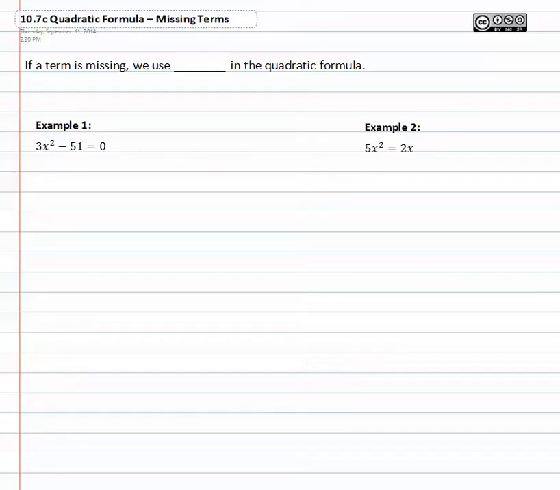10.7c, quadratic formula, missing terms. If a term is missing, we use 0 in the quadratic formula.